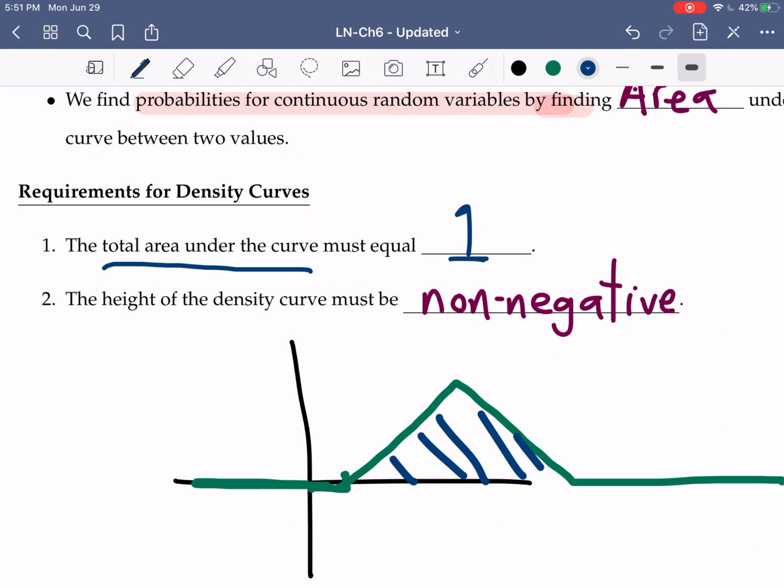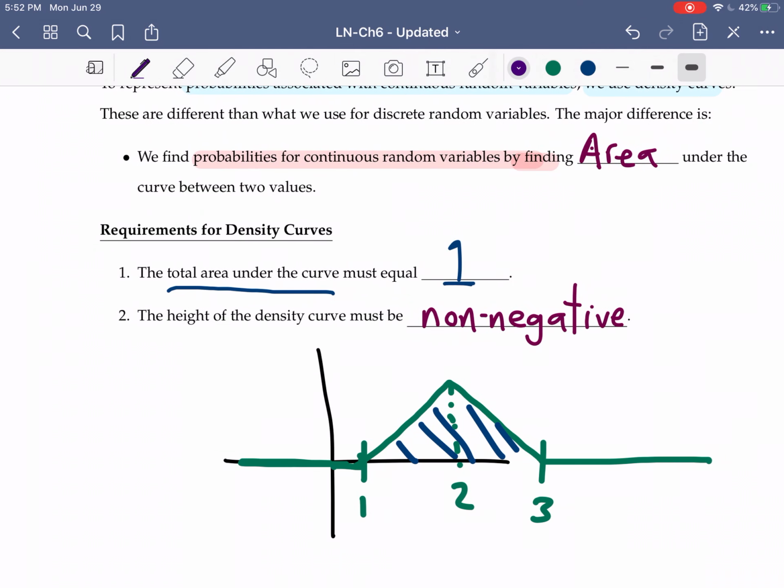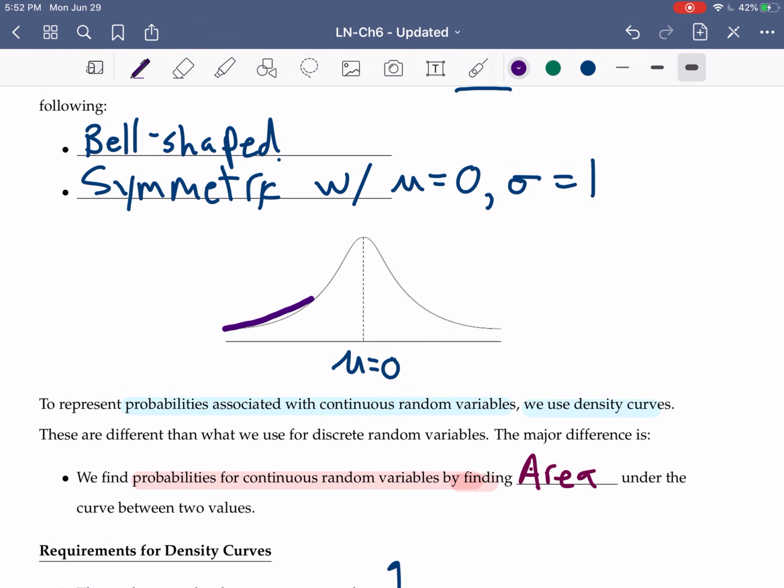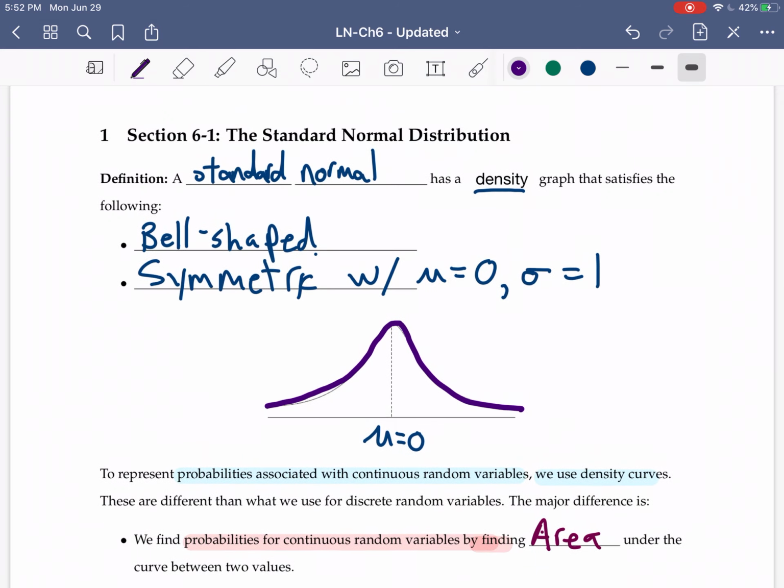And so maybe this value right here is 1, and this value up here is 3. And so the total area between 1 and 3 is equal to 1. If we wanted to know the probability that it is between 1 and 2, we can look at the area under just that part that is between 1 and 2. So that's how we deal with density curves. We look at areas under these curves. Sometimes those curves are just like straight lines. Other times they are curved like a normal distribution, right? So you have this bell-shaped distribution. So we'll take a look at both of these.